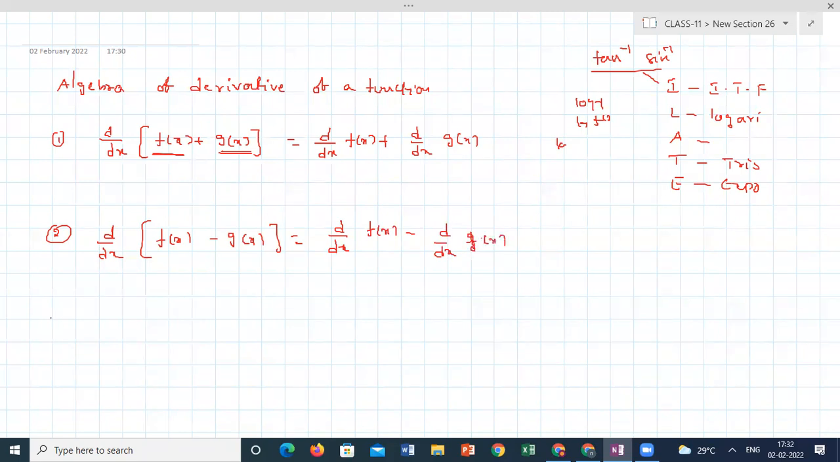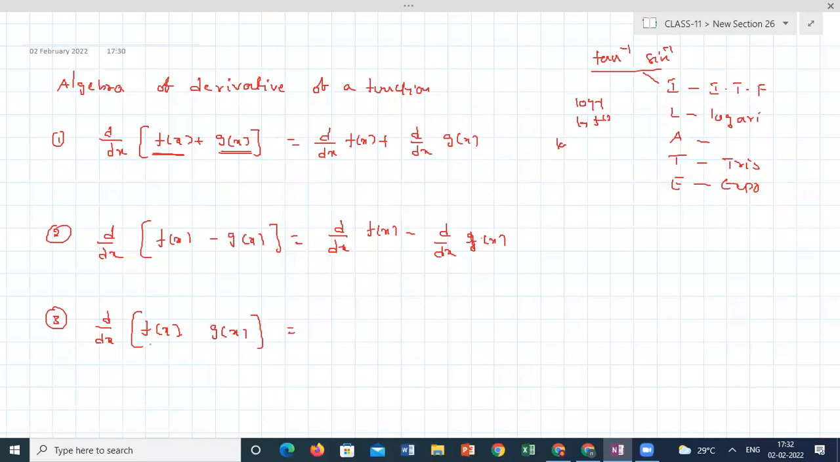But when it is in multiplication, it is not like limits. Suppose I'm having two functions, f of x into g of x, like sin x into x, x into cos x, tan x into log x. So here it is a little bit different. Here we are going to use the chain rule for the differentiation of a product.